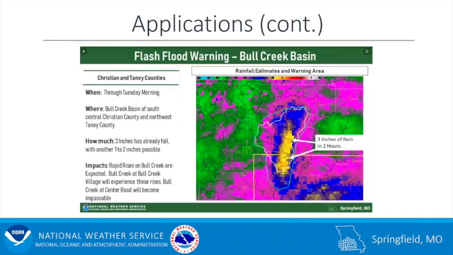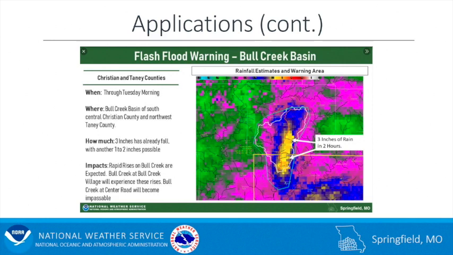So here's an actual example of some applications. This is a social media graphic that was actually put out this past June of a flash flood warning in the CWA. This is of the Bull Creek Basin. What is shown on the graphic is the basin shape file outlined in white. The red line is the longest flow path within that basin shape file, and then the green polygon is the flash flood warning itself.